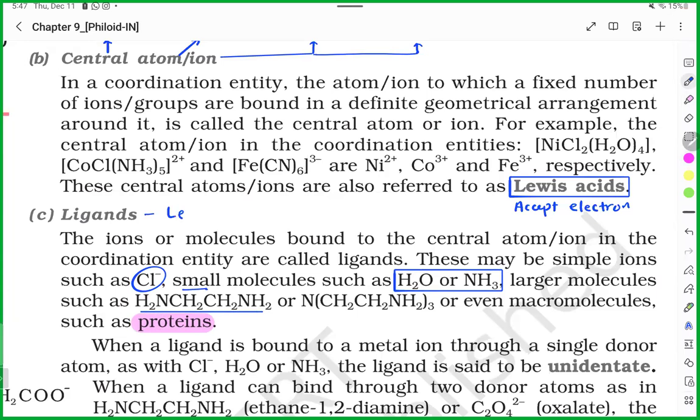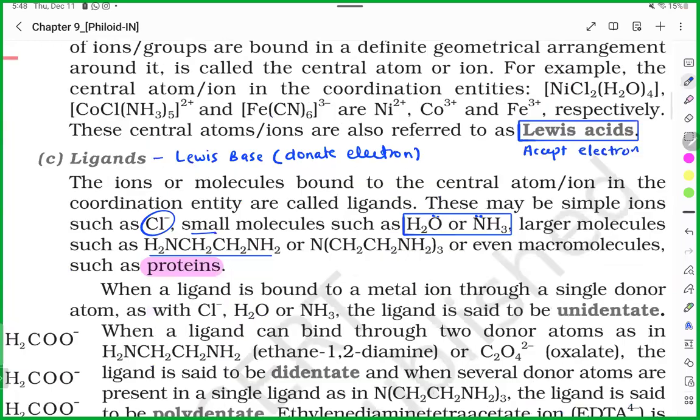base. What is the meaning of base? They donate electrons. Got it? For example, chlorine has a negative charge, it can donate electrons. Here, oxygen has a lone pair, it can donate electrons. Nitrogen has a lone pair, it can donate electrons.